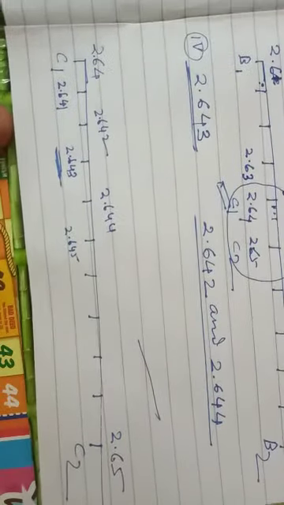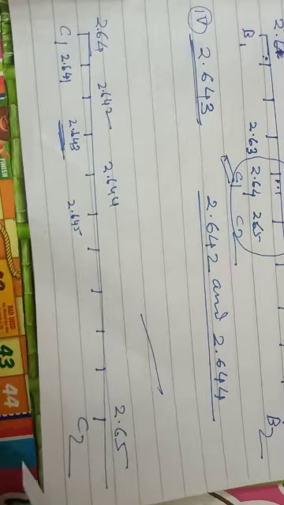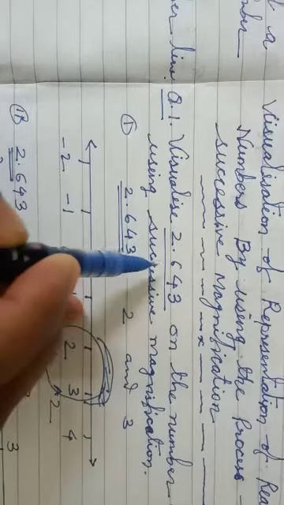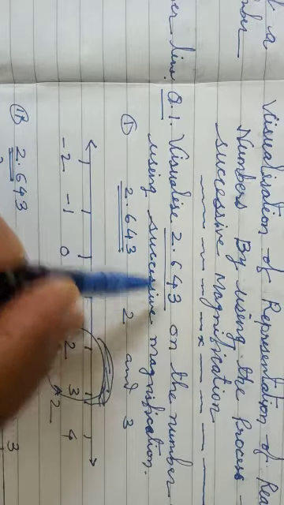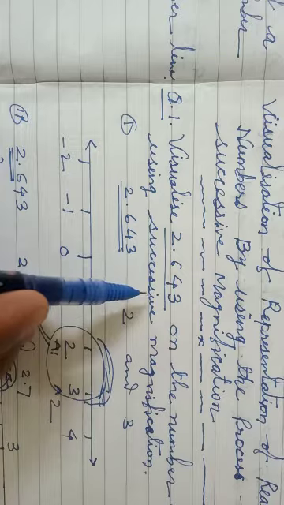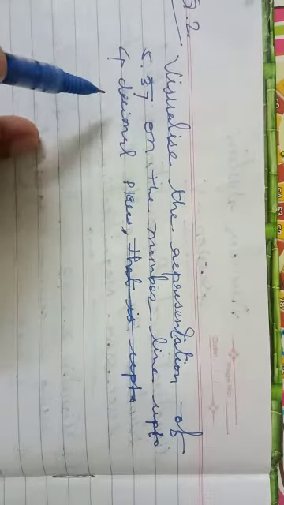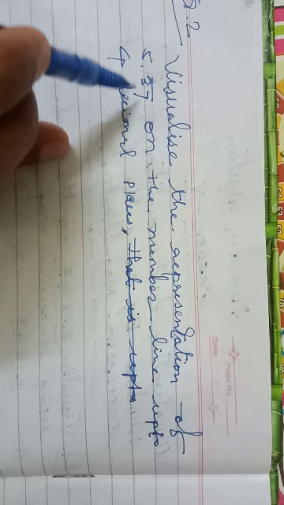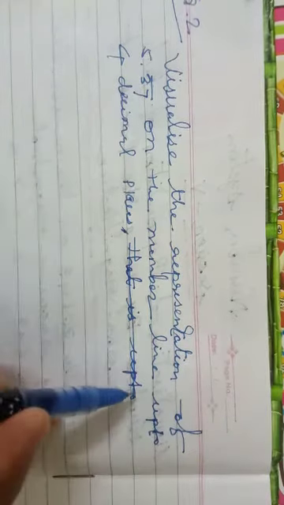Okay, now come on, one more example. Where it is the number that you can see the terminating decimal expansion. Now we set one more example where the decimal expansion is not terminating but recurring. Okay, now in this example visualize the representation of 5.\overline{37} on the number line up to 4 decimal places.